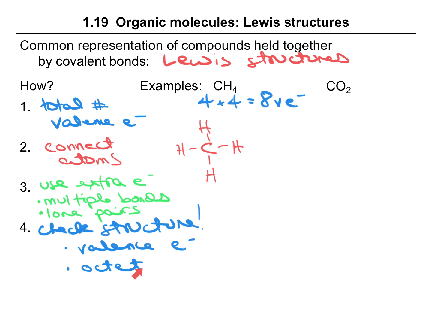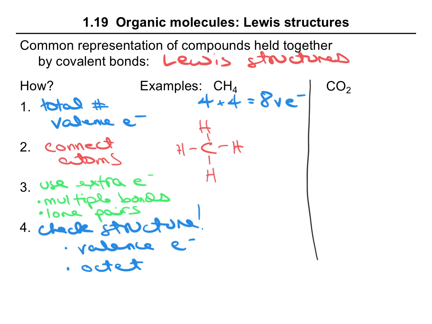The second thing to check is about the octet rule. And when we are counting for the octet rule, we think about this pair of electrons counts for carbon and it counts for hydrogen. So carbon has 2, 4, 6, 8 electrons. It has an octet. Each hydrogen has 2 electrons. So the hydrogens are also happy. So this is a correct Lewis structure for methane, CH4.